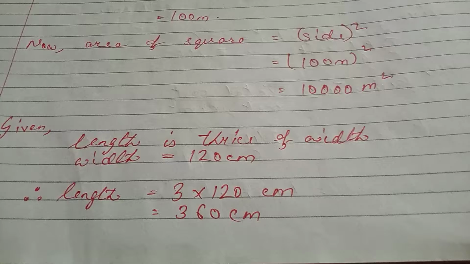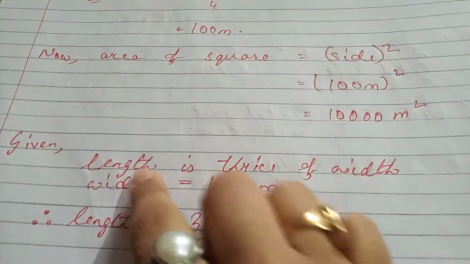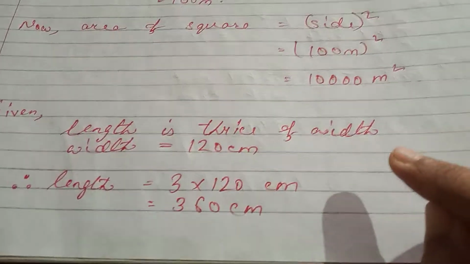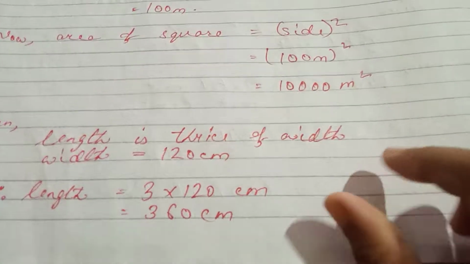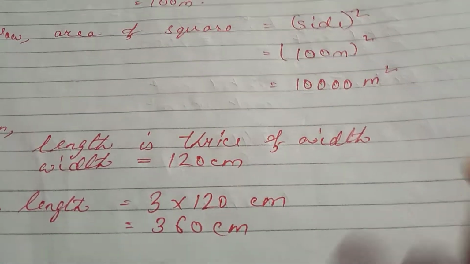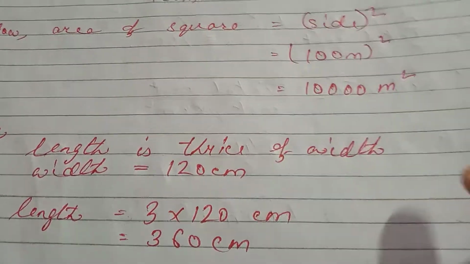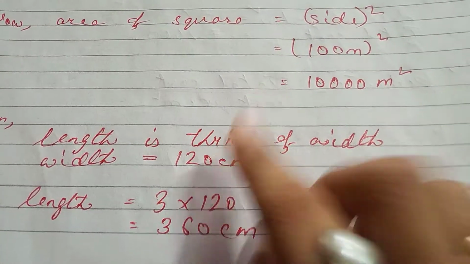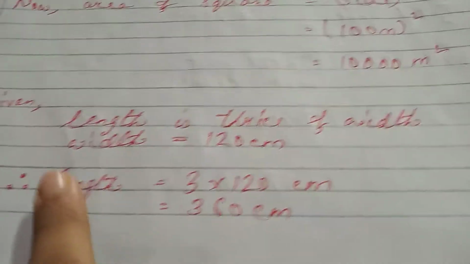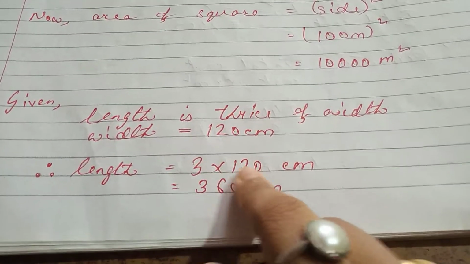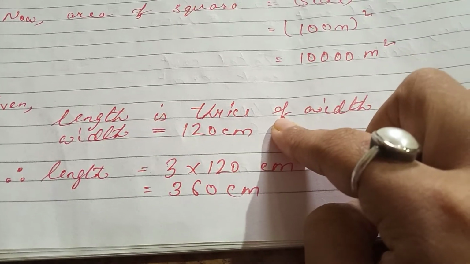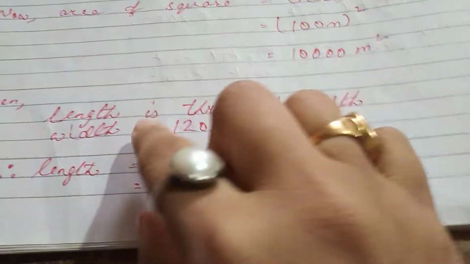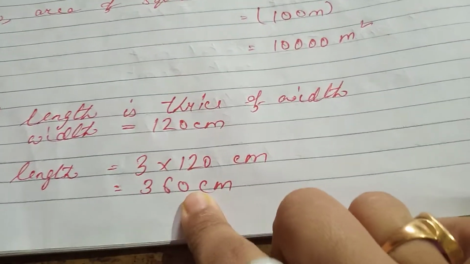Now since width is 120 cm and length is thrice of it means, always remember, 3 into whatever value you get, that will be multiplied by 3. If it is written double somewhere, then it will be multiplied by 2. So here it is thrice means multiplied by 3. So length becomes 3 into 120 cm gives us 360 cm. So we have got breadth, width means breadth as I have told you. So breadth and length both.